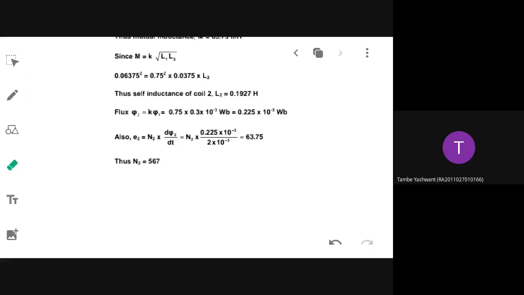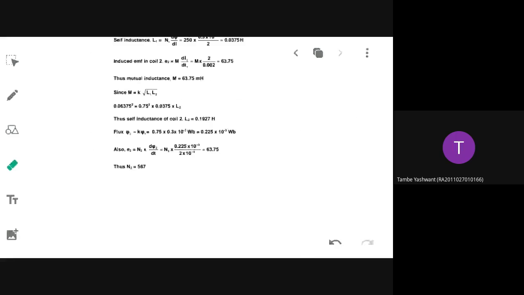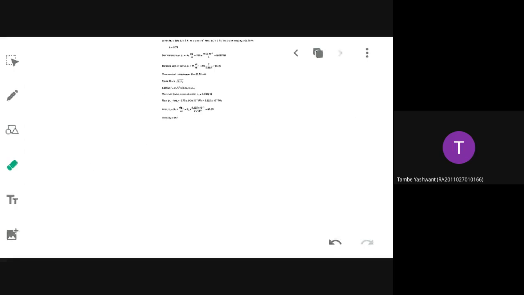Have you got this answer? This is the last problem that I will solve. We will move on to the theory part now. I got 566 only, ma'am. Okay, no problem, 566 is also good. So with this, I'm closing off this magnetic circuits and inductance sort of problem. Next, we will move on to theory again.